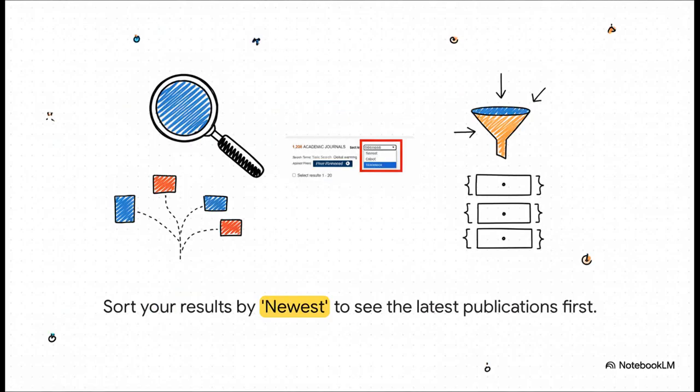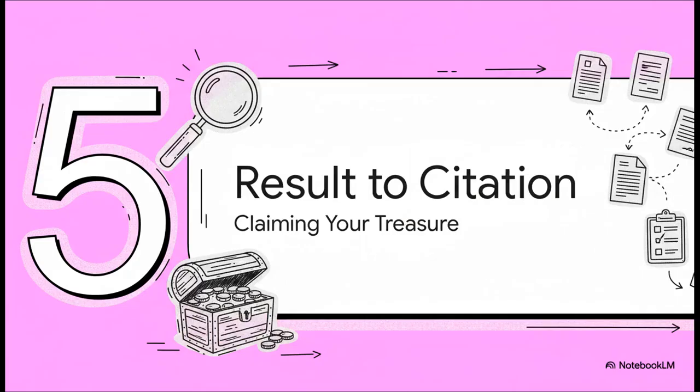And here's a final, really simple trick. Usually the results are sorted by relevance, which is great, but sometimes you just want to see the latest research, right? A quick click to sort by newest brings the most recent publications right up to the top of your list. All right, we did it. We've navigated, we explored, we filtered our way right to the treasure. Now it's time to actually claim it. This is where we find that perfect article and, this is the best part, grab its citation in literally seconds.